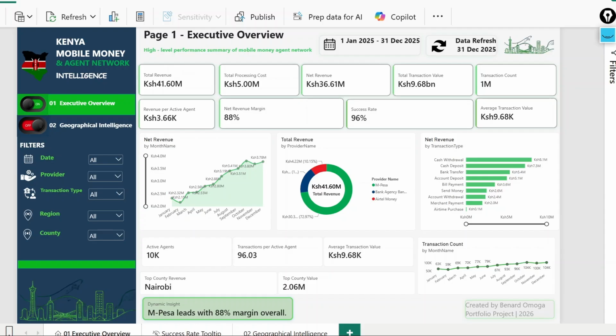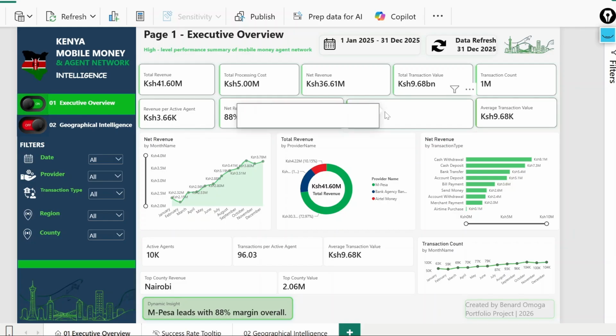The top row shows the 9 primary KPIs, and we have a total revenue of 41.6 million. The total processing cost is 5 million. Net revenue 36 million, total transaction 9.68 billion, and the transaction count is 1 million. Revenue per active agent 3.66k. Net revenue margin is 88%.